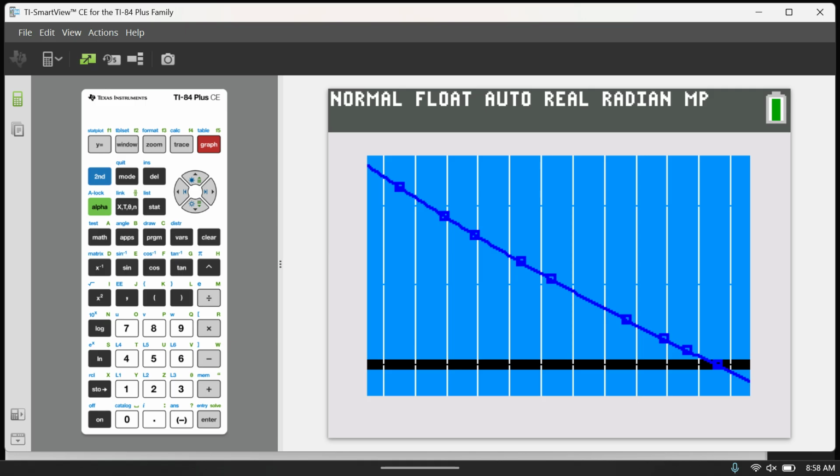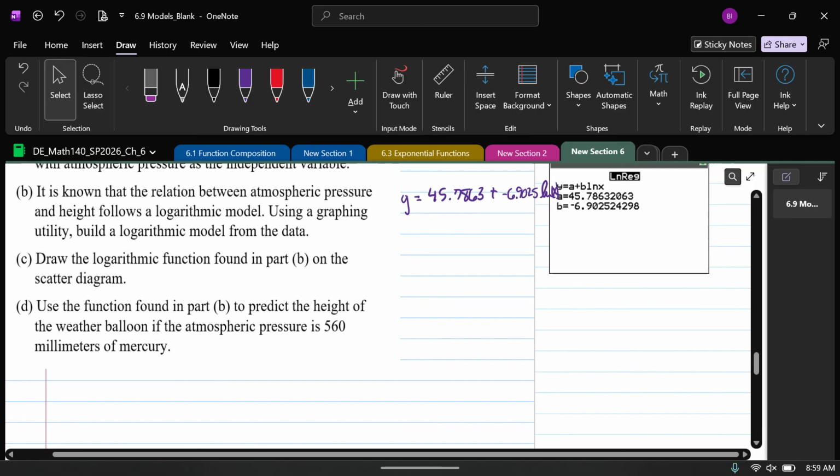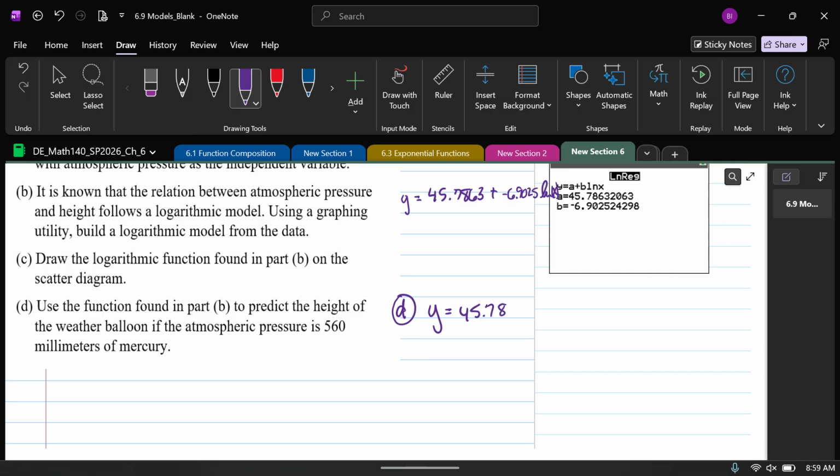Okay. D part is where we actually use that. It says, use the function found in part B to predict the height of the weather balloon if the atmospheric pressure is 560. Remember, atmospheric pressure was our X value. So all we're doing here is plugging in 560 for X. I can do that manually: y equals 45.7863 minus 6.9025 natural log of 560, and type that in the calculator to work it out.